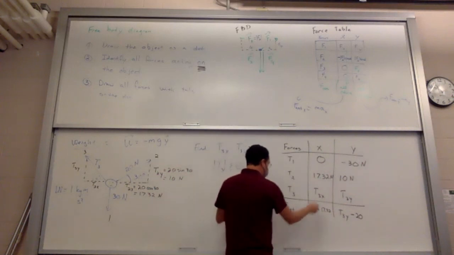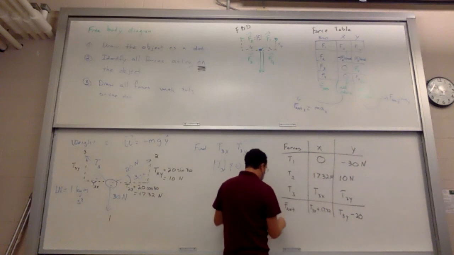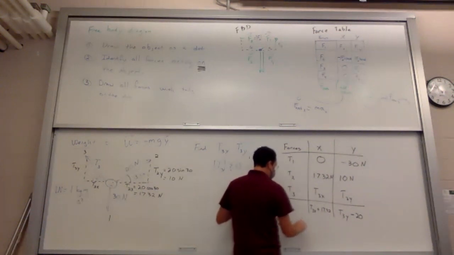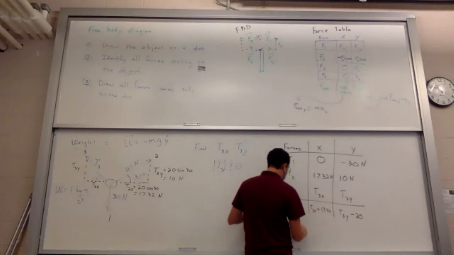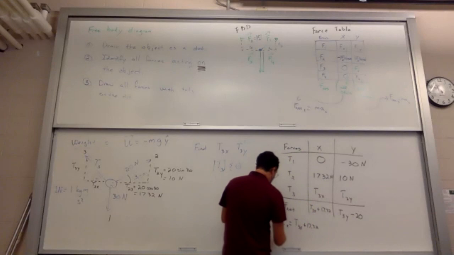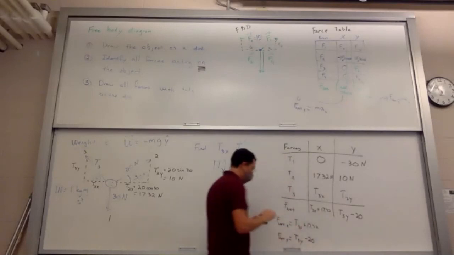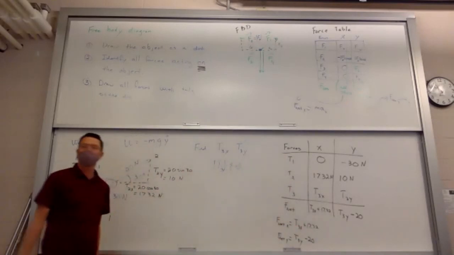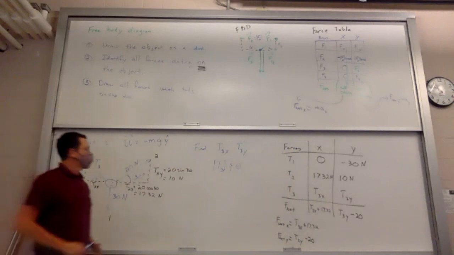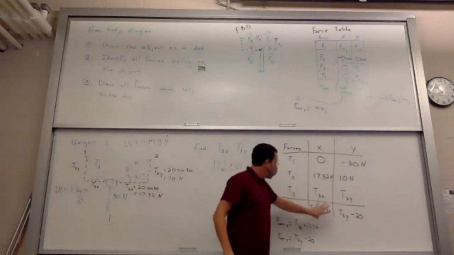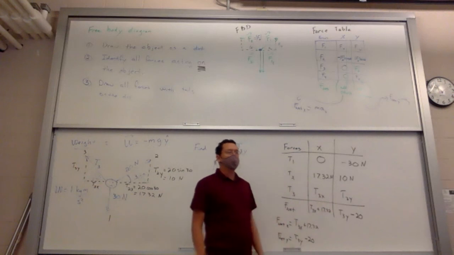So I'm just going to pull this out of the table, and I get the net force in the x direction is T3x plus 17.32, and the net force in the y direction is T3y minus 20 newtons. Awesome. That's the result. I just pull out the pieces.